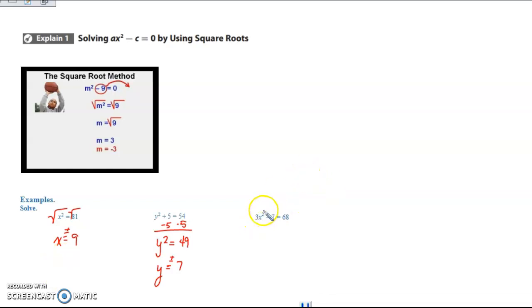I have 3x squared minus 7 equals 68. If I add 7 to both sides, that would be 75. x squared is not by itself, so we're going to divide by 3. x squared equals 25. Square root both. x would be equal to a positive or a negative 5.